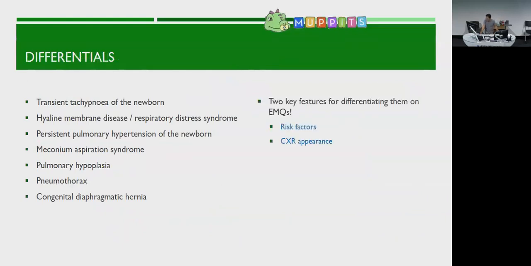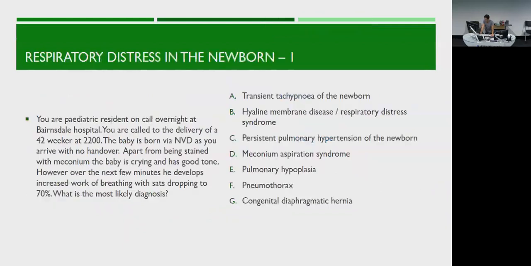So the features that will help you differentiate them on your EMQs generally will be the risk factors, mainly perinatal, antenatal, and birth risk factors, as well as if they have a chest x-ray, the big buzzwords that you see on them. So we'll start off with our first question. Have a read. I'll give you guys 30, 40 seconds, and if anyone's comfortable, shout an answer at me.